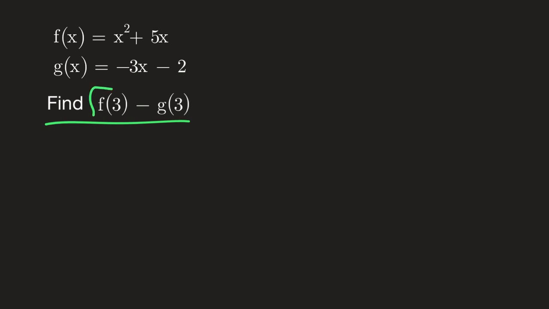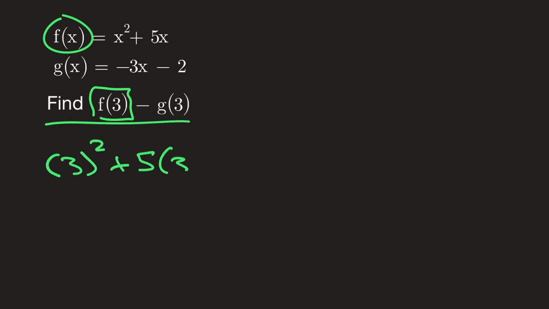So this time, we're going to take f of 3, and we're going to go to the f function, and we're going to put a 3 in wherever we see an x. So here's what that's going to look like. We're going to go 3 squared plus 5 times 3.